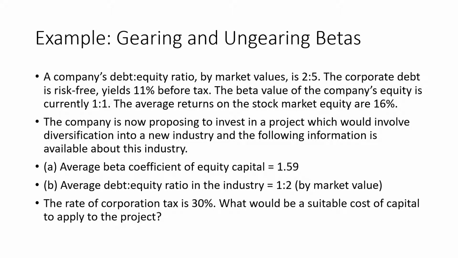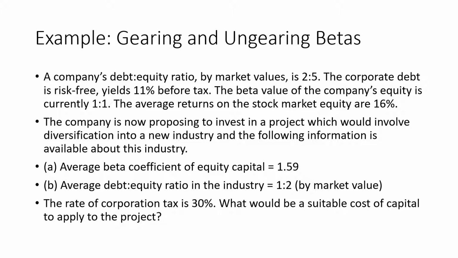Example, gearing and ungearing betas. A company's debt to equity ratio by market value is 2 to 5. The corporate debt is risk-free, yield 11% before tax. The beta value of the company's equity is currently 1.1. The average returns on the stock market equity are 16%.